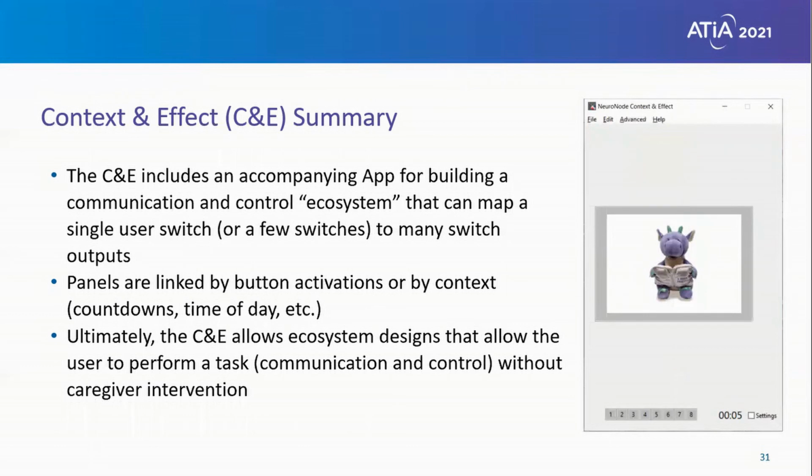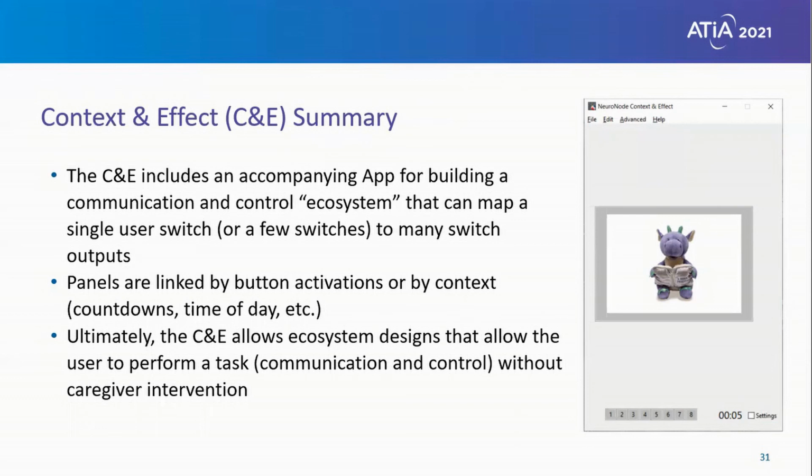And of course, with this is the app that allows you to build these ecosystems. And an ecosystem is one to many panels that are mapped out to allow you to change access methods, to change what you're switching out. So, for instance, in the game of pinball, on one panel we were switching out to switch outputs 1 and 2, and on another panel with the same NeuroNode activation, we were switching out of output 4. And panels can be linked by button activations.